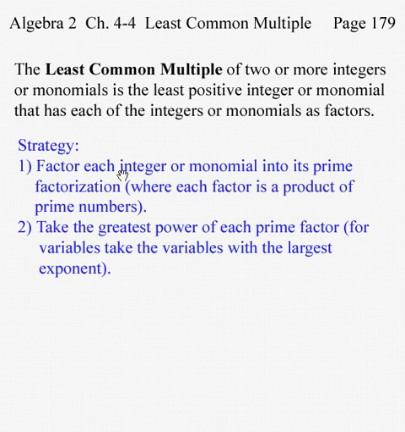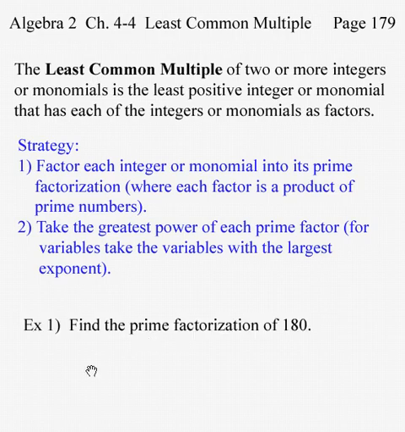Step 1 is to factor each of these integers or monomials into its prime factorization. If you forgot what prime factorization means, that means every factor is prime factored down into prime numbers. From there, to get the least common multiple, we're going to take the greatest power of each of those prime factors, and for variables, we're going to take the variable with the largest exponent, multiply them together, and that'll give us the least common multiple.